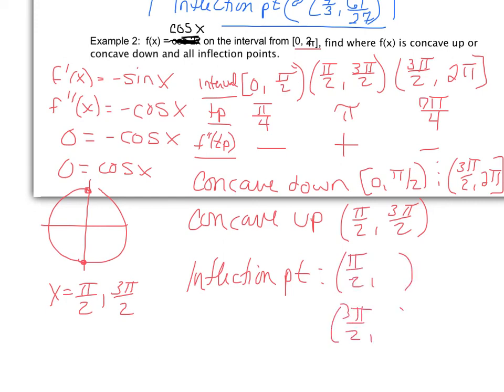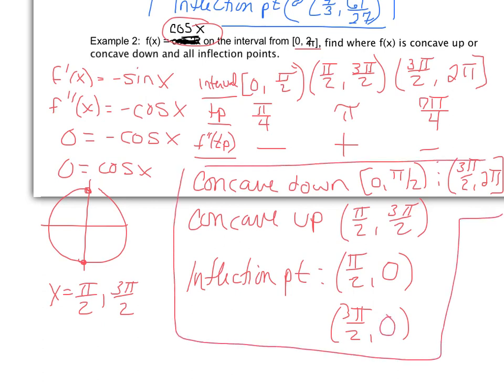I have to find their corresponding y value by plugging back into my original function. So cosine of pi over 2 I know is 0, and cosine of 3 pi over 2 is also 0. So I have my concavity as well as my inflection points.